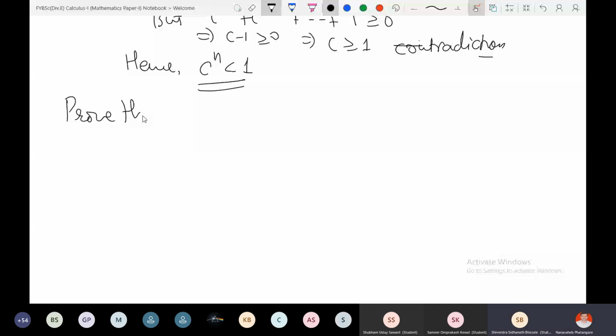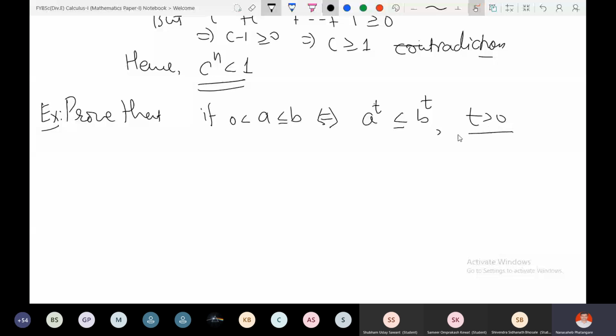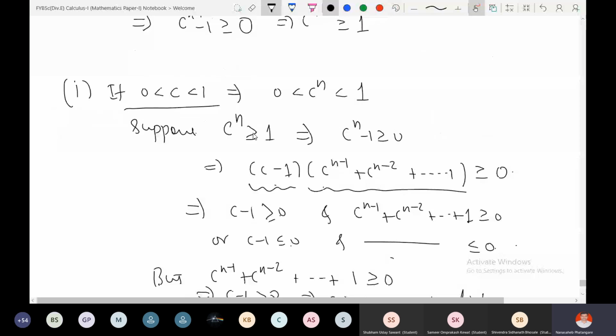What is the exercise? If a is less than b, with a and b positive, then prove that a to the power t is less than b to the power t, for all positive t. When you are taking nth root, that means you are taking a fraction power, and if you take a fraction power, then you need to verify it for all fraction powers. That you can prove certainly. And that means what he is saying is to take the 1 by n power of both sides.